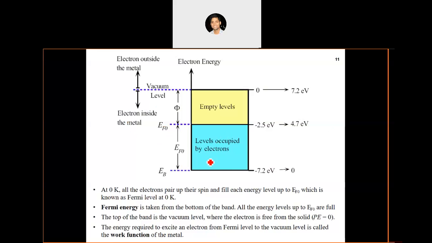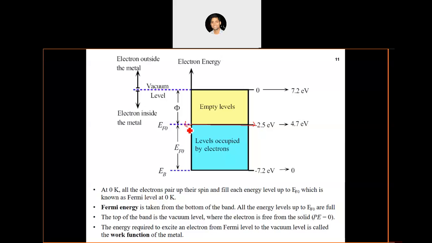We saw that only half of the energy levels are occupied, and above that there are empty energy levels, right? The definition of Fermi energy comes from this concept. Fermi energy is the energy level up to which all the levels are occupied. You can see this here. Fermi energy is taken from the bottom of the band, and all the energy levels up to Fermi energy EF0 are full. So in this case, the electrons are occupying the energy states up to this energy. That's why this will become the Fermi energy.